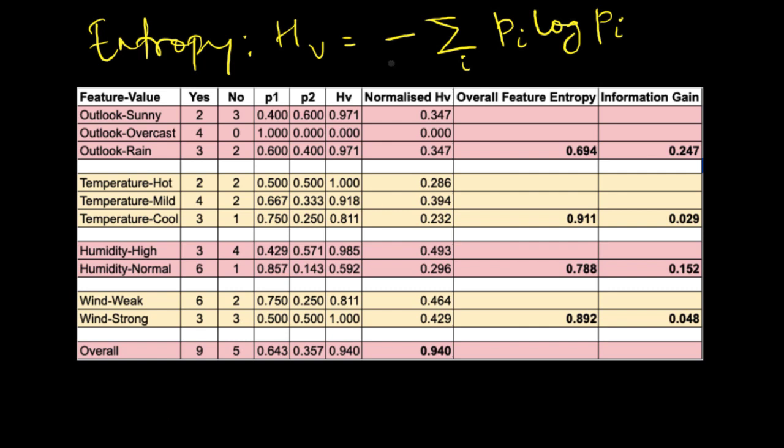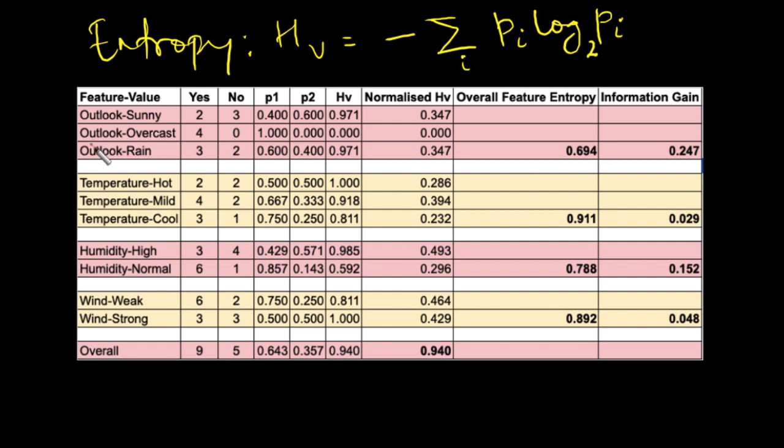In this case, we generally use logarithm to the base 2, and that's how you will get this particular value of 0.971. Similarly, here you will get 0 because minus 1 log 1 is 0 and minus 0 log 0 is also 0. And 3 and 2 will give 0.6 and 0.4, from where you again get 0.971.